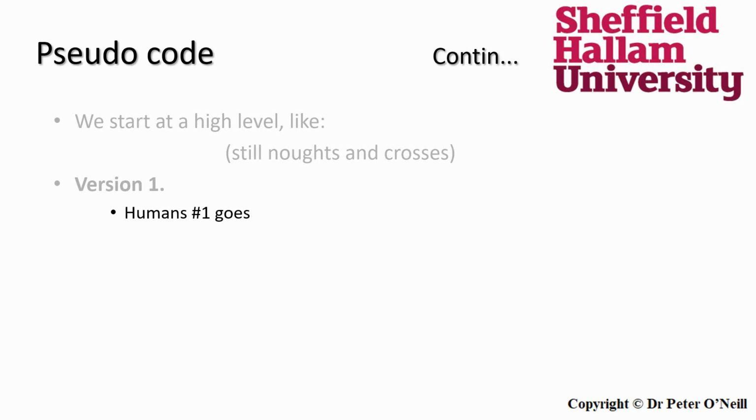Human number 1 goes. 1 question mark. Human 2 goes. 1 question mark. Keep repeating this until one's won. That's it. That's all we need. That's a very high level version. In other words, very little description.